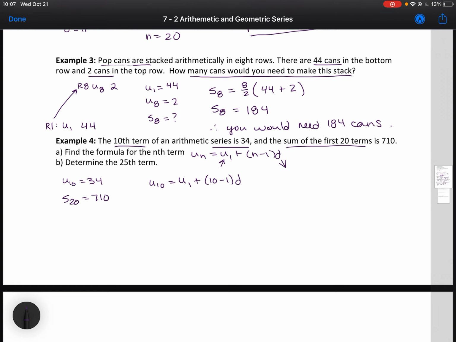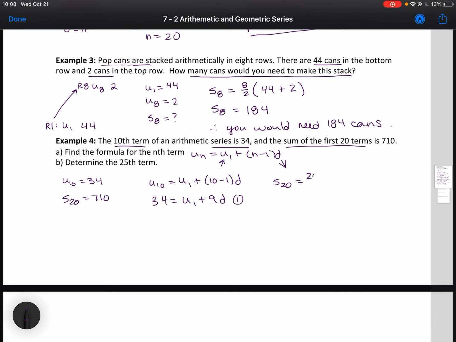Because this is going to give me an expression in terms of U1 and D. So I've got 34 equals U1 plus 9D, which is fine. Okay, so I've got an equation here. Now I'm going to use the second piece of information that I was given to create another equation.